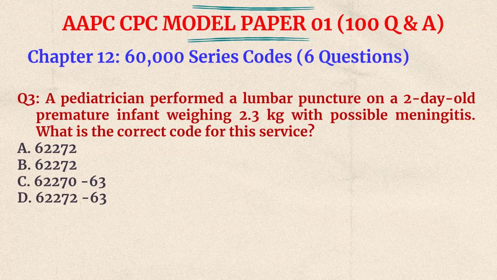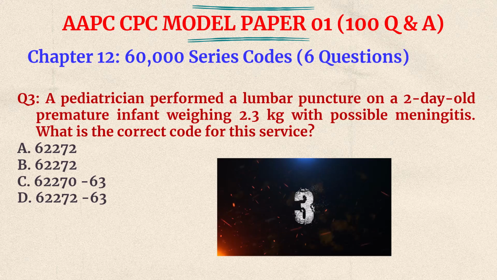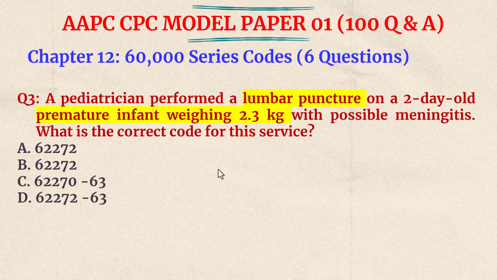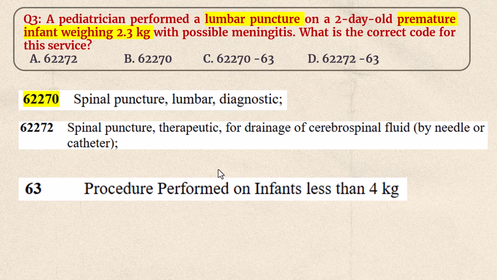Question number 3. A pediatrician performed a lumbar puncture on a 2-day-old premature infant weighing 2.3 kg with possible meningitis. What is the correct code for this service? So you can see the adjacent codes are available, 62272 and 70, with the modifiers. So please pause the video, take your CPT code book and find the answer. 3, 2, 1. Okay, in this case, you had to highlight this is the lumbar puncture done in a premature infant weighing 2.3 kilogram.